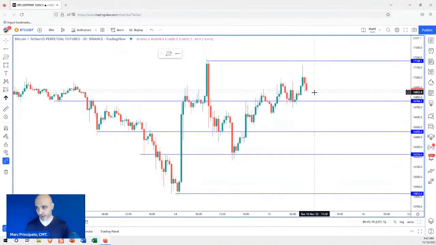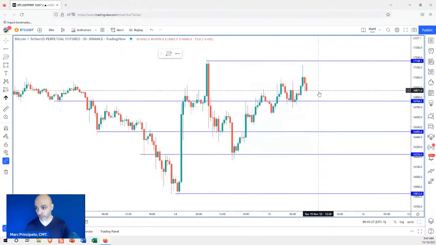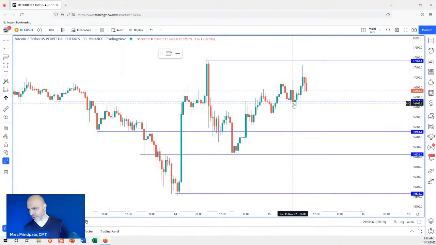It's a range, okay? So just with that being said, we do have this shorter term structure, if you want to call it that, in play, and that's on the bullish side, right? Higher lows and higher highs. We have a support coming up right here at 16,695.